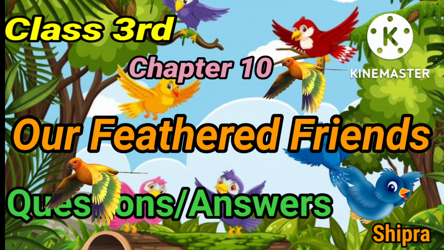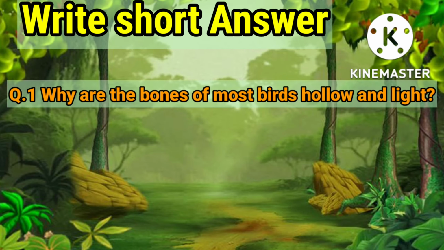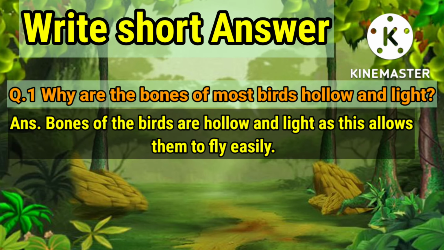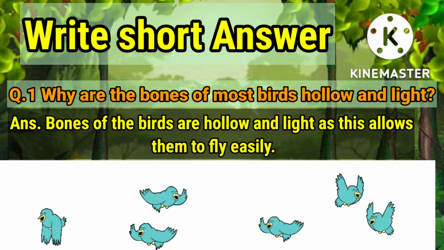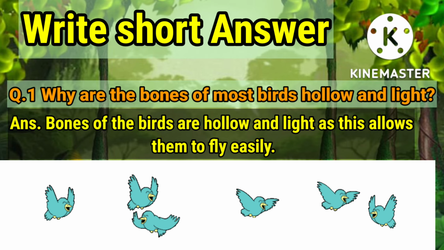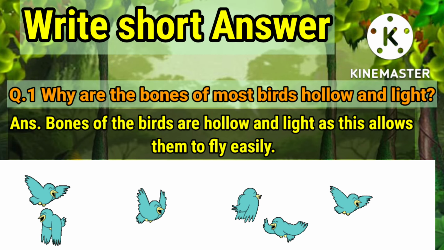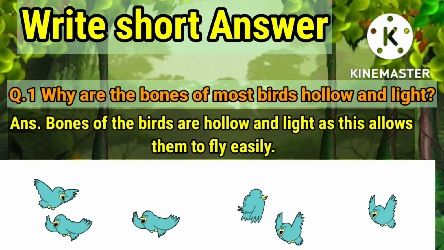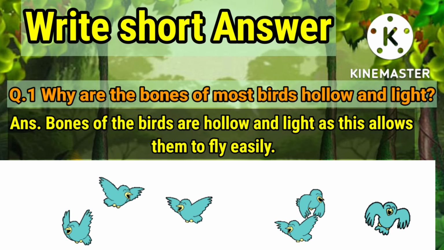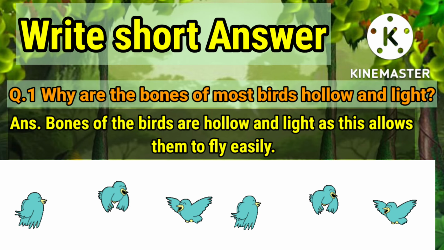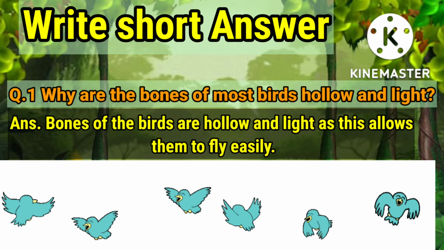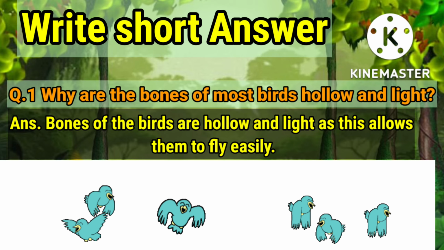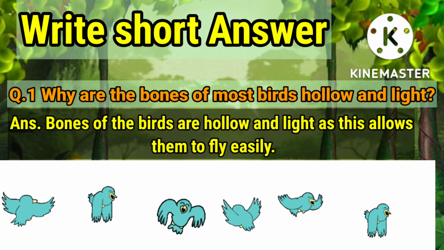Let's get started. Write short answer. Question number 1. Why are the bones of most birds hollow and light? Answer. Bones of the birds are hollow and light as this allows them to fly easily. Okay, these are birds, they fly because they have hollow and light bones. Understand, students?